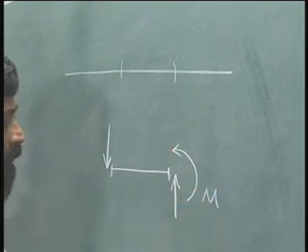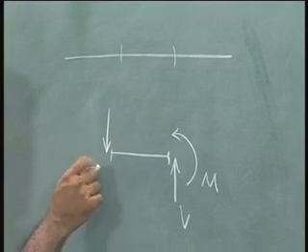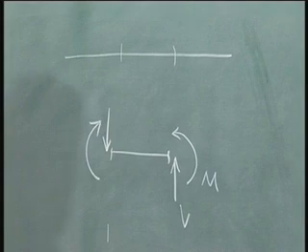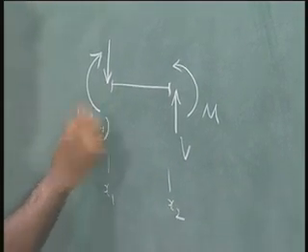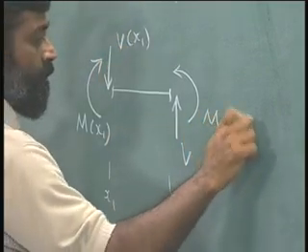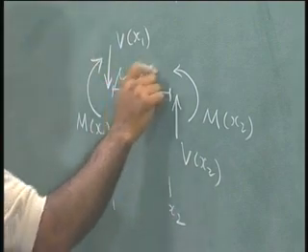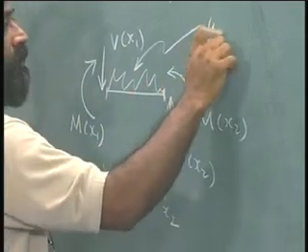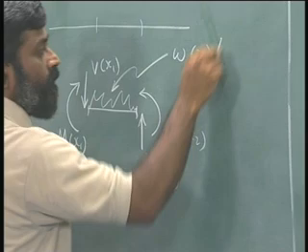There is a moment acting here, shear. What is the positive sense here? It is like this, and this could be x1 and this could be x2. So, M at x1, V at x1, M at x2, V at x2, and there could be some load acting in between. So, let me call that W of x per unit length.